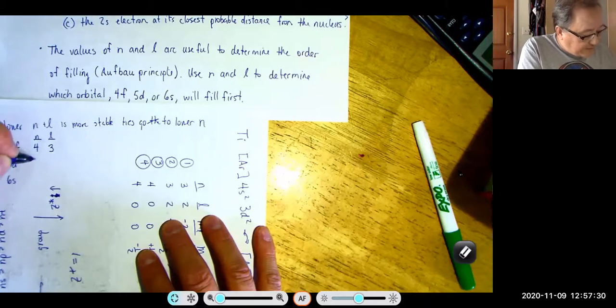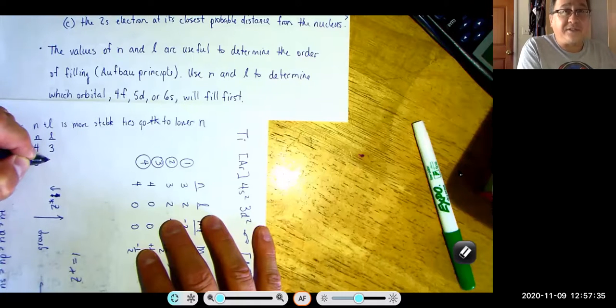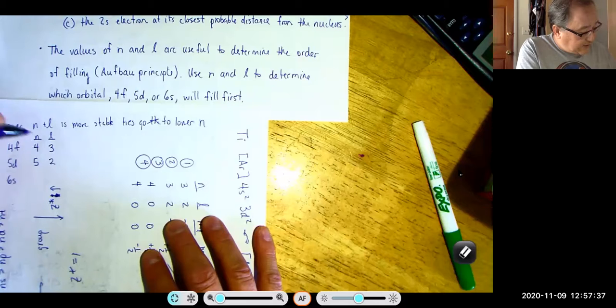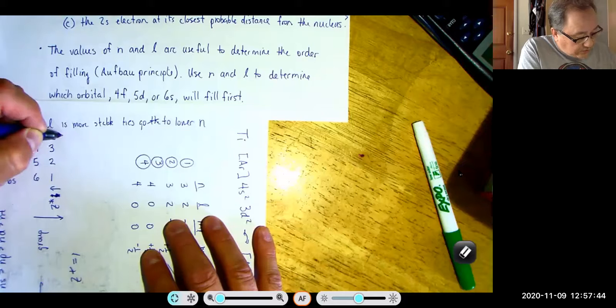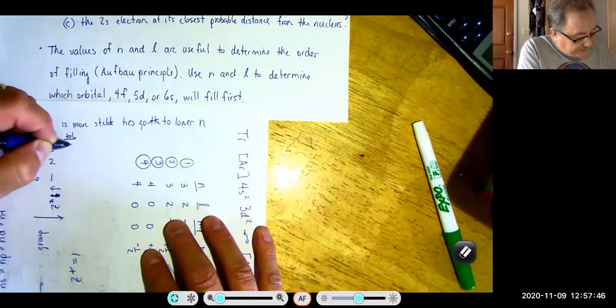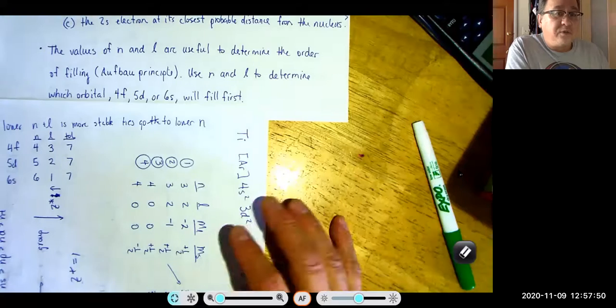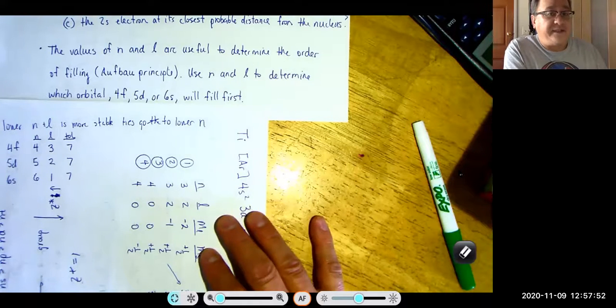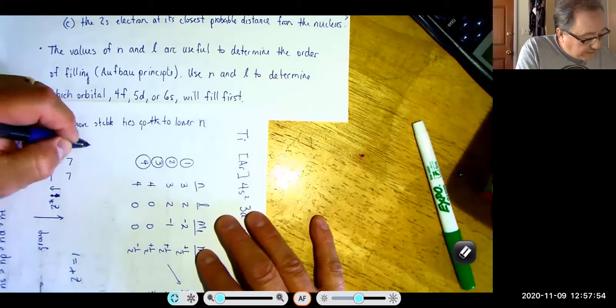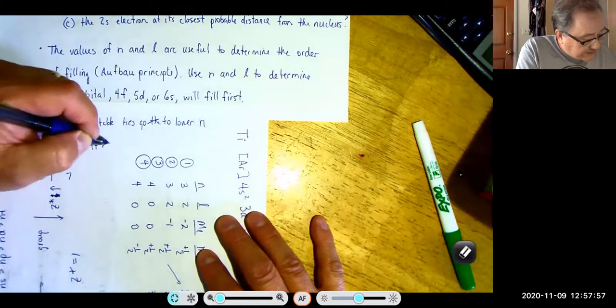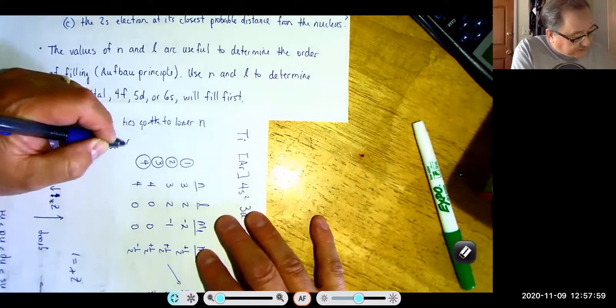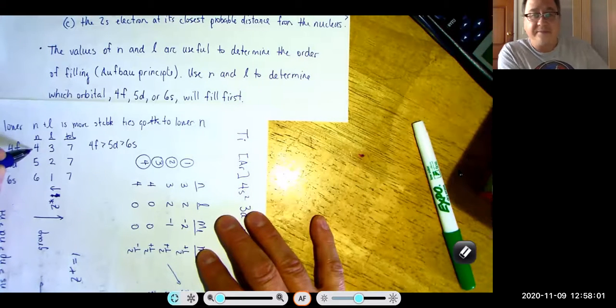5D is a 5, and D is a 2, from SPDF 0, 1, 2. And 6S is a 6, and S is a 1. So when you look at the total, you get 7, 7, and 7. So which one is the most stable out of all of these? And the answer is the 4F is more stable than the 5D, is more stable than the 6S, because the tie goes to the lower N.